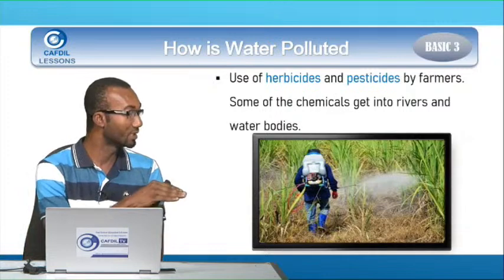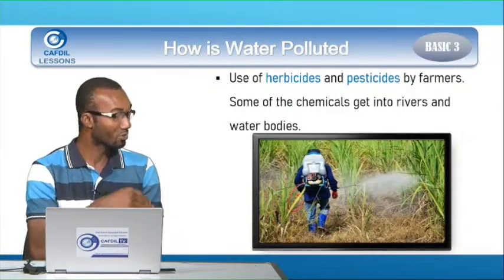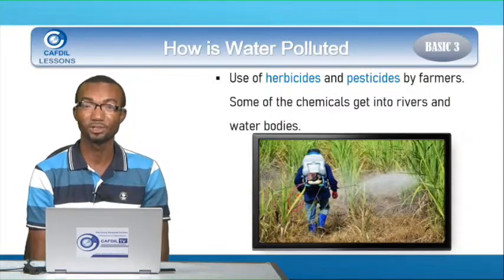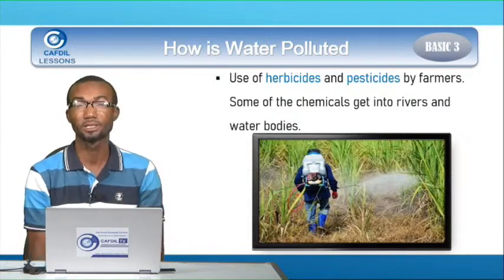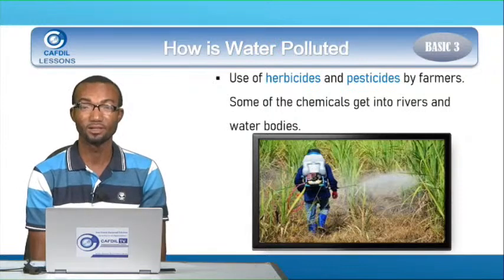So some of these chemicals also get into rivers and other water bodies when it rains. The rainwater will wash them and then carry it into the rivers and streams. And that will make the water polluted.